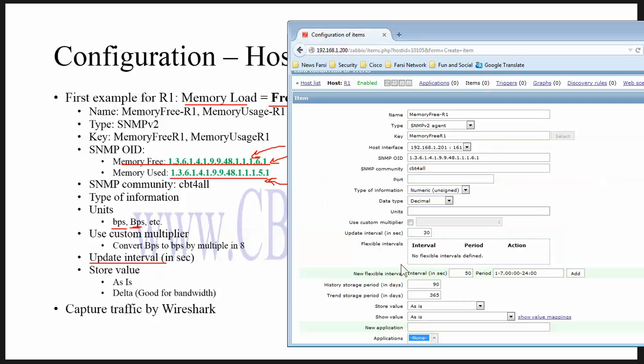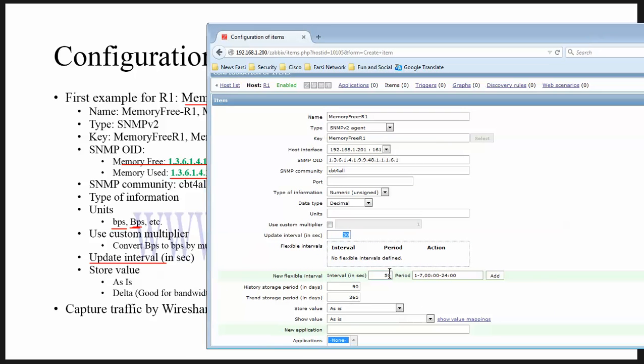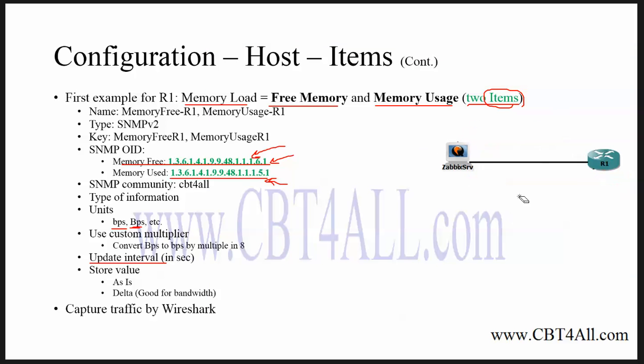I'm talking about the update interval. By default it is 30 seconds. In my lab, I put it at each 2 seconds. What does it mean? This is the first request: what is your memory usage? And 2 seconds later, what is your memory usage? Again, 2 seconds later, and so on.